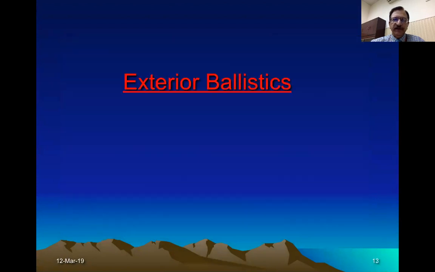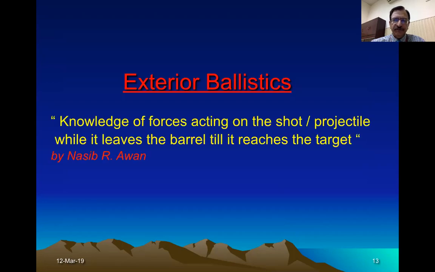Now the external or exterior ballistics. That means when the bullet leaves the barrel, what are the various physical forces acting upon it? So external ballistics is basically the knowledge of the physical forces which are acting on the projectile when it leaves the barrel till it reaches the target.